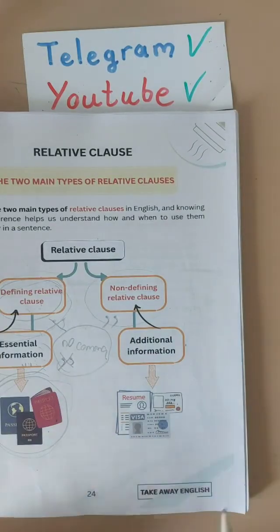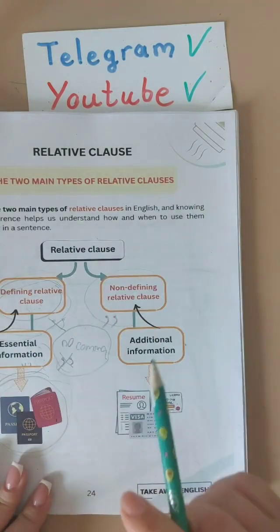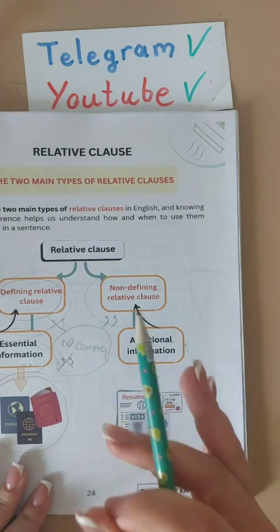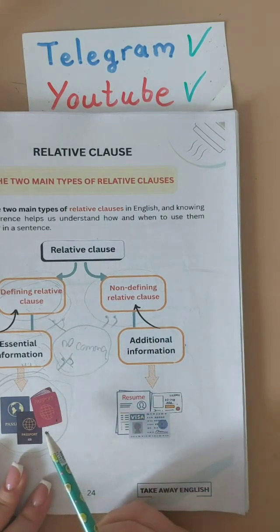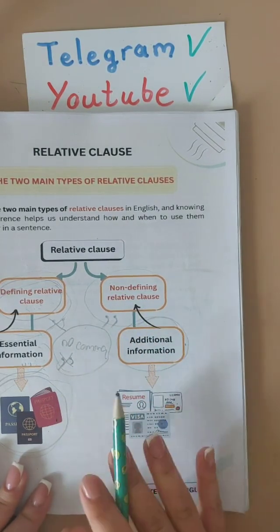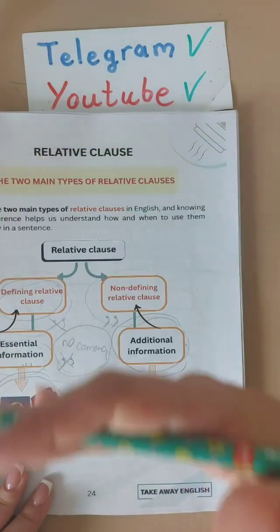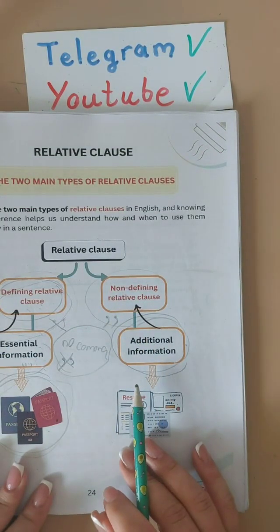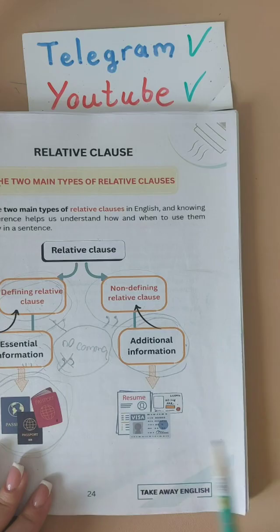Now, what about non-defining relative clause? Non-defining relative clauses work differently. They don't provide essential information. They provide extra information, more details. They don't help us to identify someone or something. They just help us provide extra information, by the way, okay? That's the difference between defining relative clauses and non-defining relative clauses, okay?